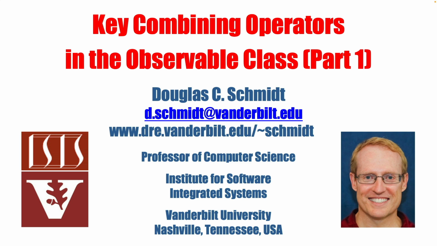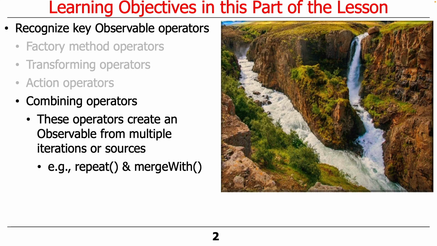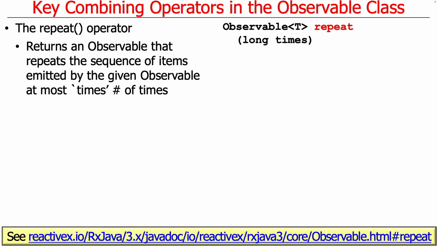The next topic in our coverage of the RxJava observable class is combining operators. And again, this is the first part of other things we'll cover later in later case studies. Combining operators create an observable from multiple iterations or multiple sources. And we're going to talk here about the repeat and mergeWith operators. And you'll definitely need to know mergeWith for the programming assignment you're working on.